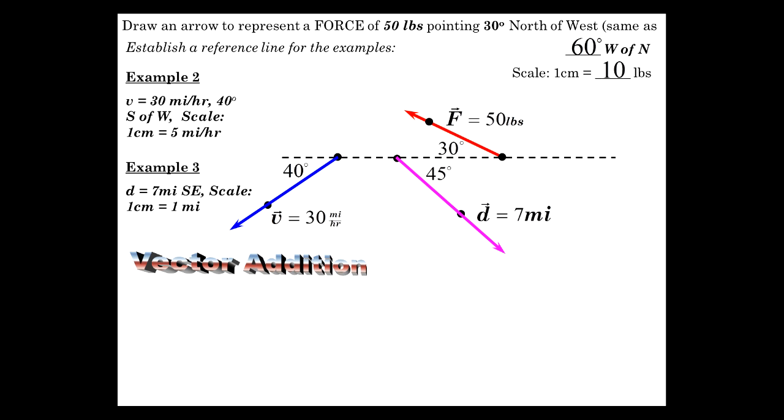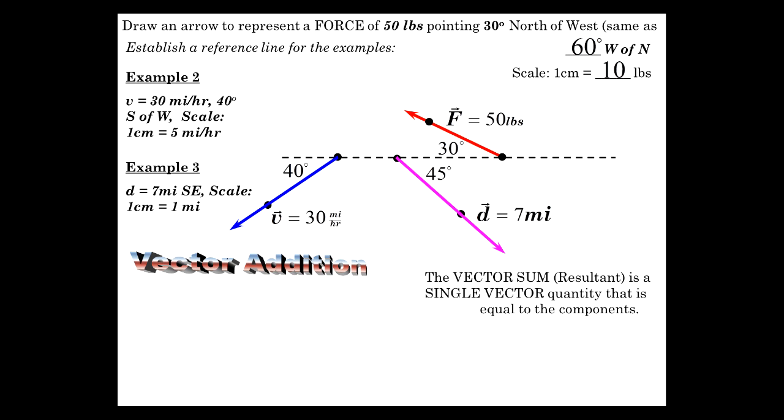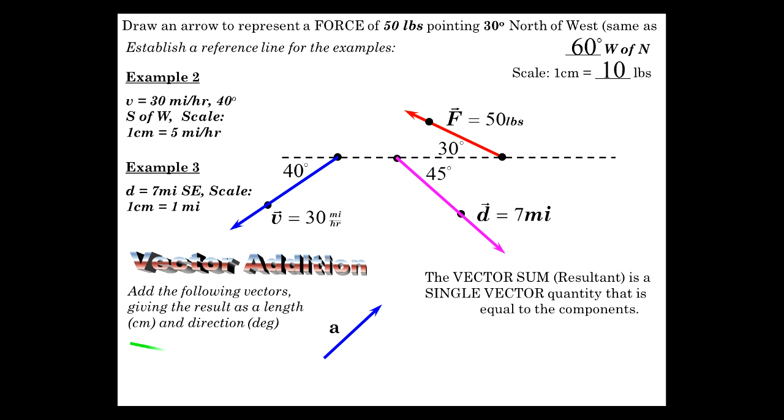Now it's time to add vectors. We just drew a few examples. Let's add, which is just another way to say the vector sum. And it's going to be a single vector that represents both of the other ones. It's going to be equal to the component vectors, is another way to say it. So I'm going to add the following vectors, giving the result as a length and direction.